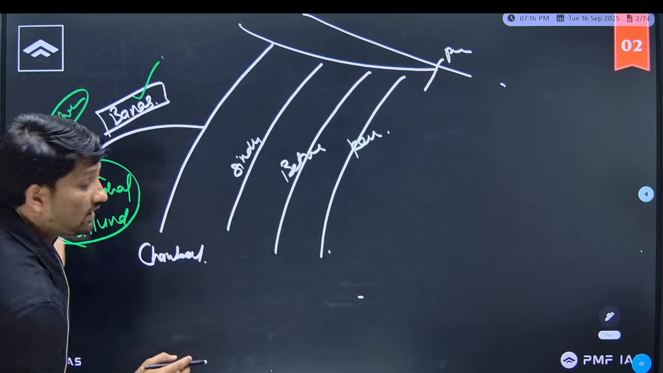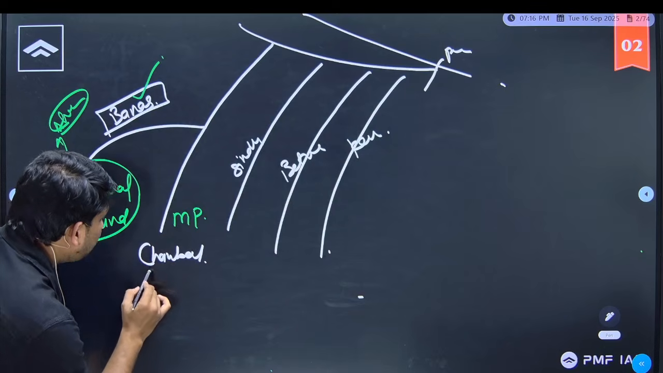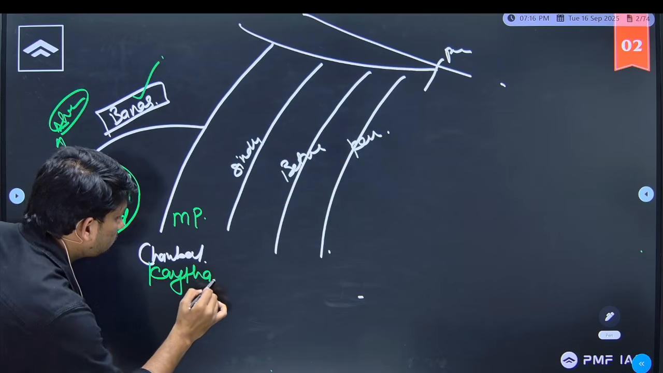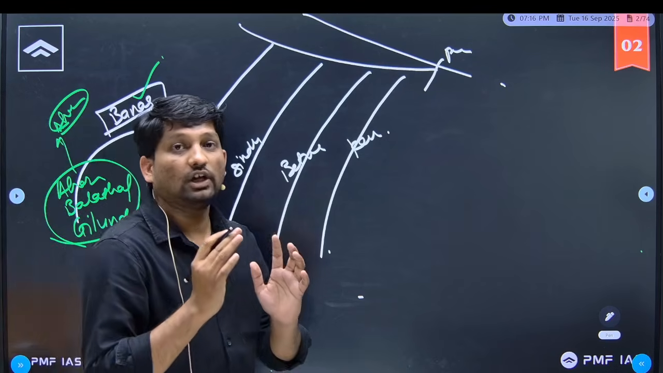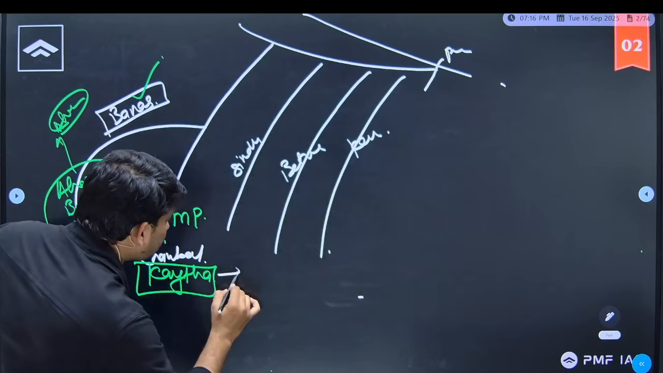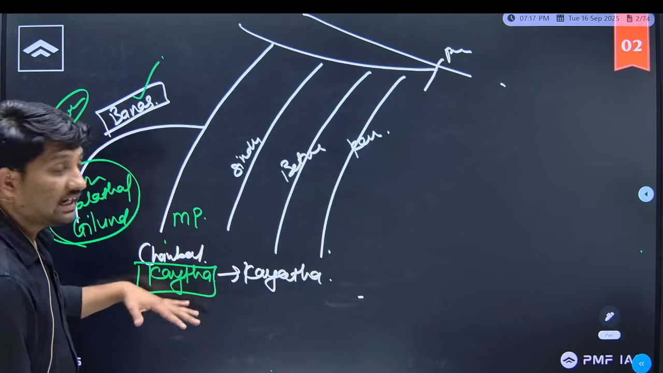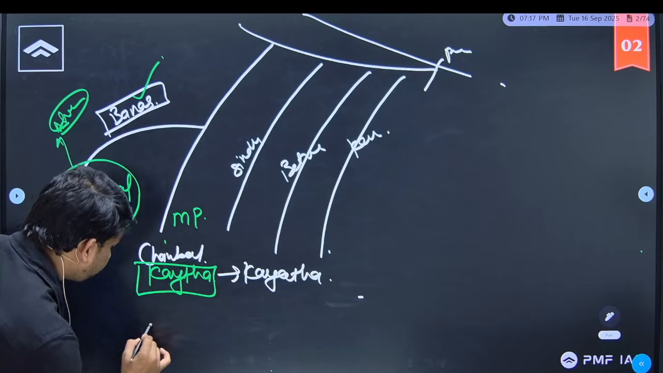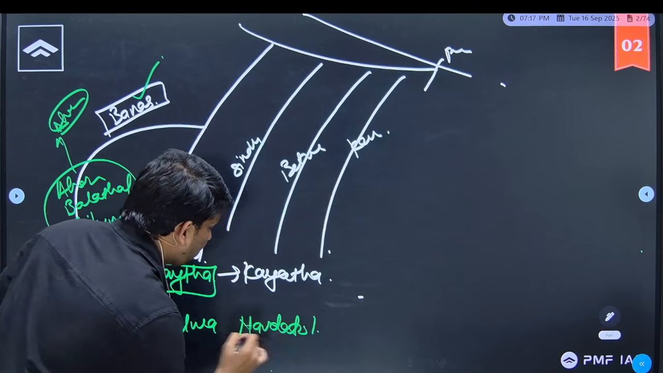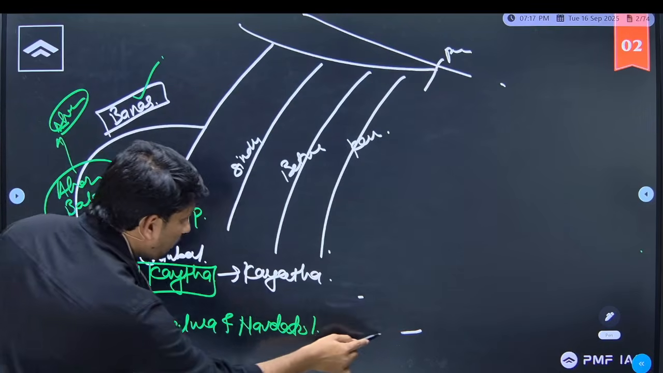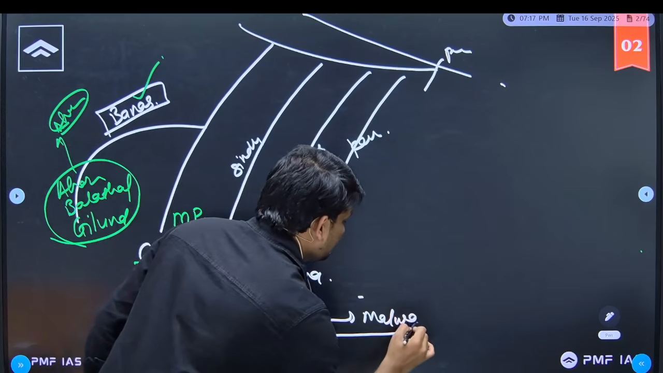See, this is Chambal river, right? In Madhya Pradesh, we have one site, Kaitha. This is in this Chambal river valley. So in the Chambal river valley, we have this site Kaitha, and the culture is called Kaitha culture. Again, we have some other sites like Malwa and Navdatoli in Madhya Pradesh itself. These are located on this Narmada river, and these are part of Malwa culture.